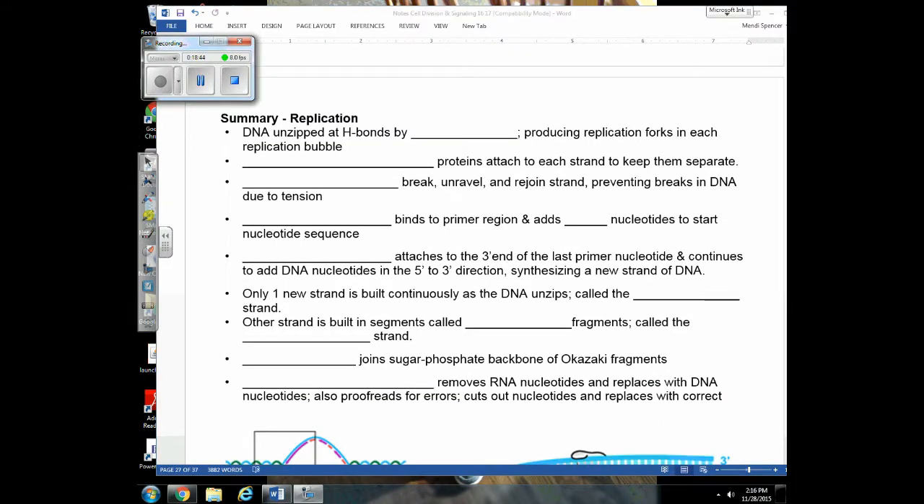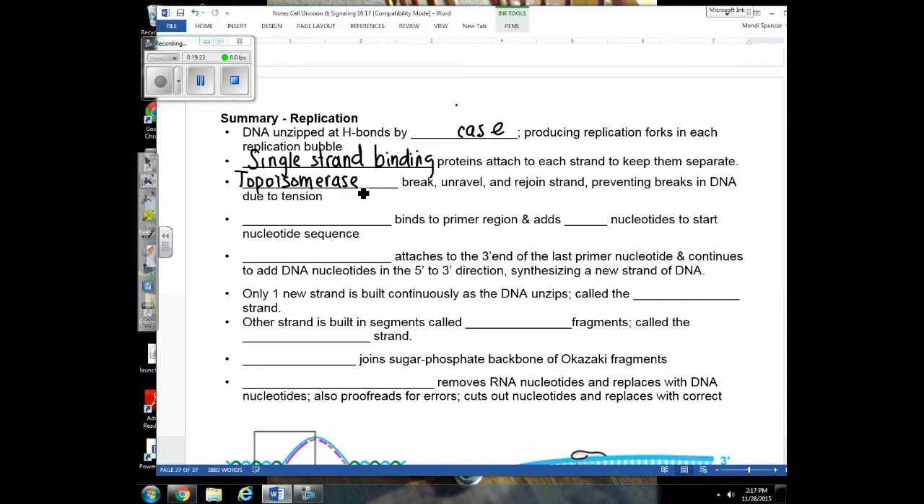Now that you've looked at 2 different diagrams about replication, I would hit pause and see if you can fill in the blanks. To start, we have DNA being unzipped at the H bonds by helicase. We have those single strand binding proteins, keeping those individual strands of nucleotides apart. Up ahead, we have topoisomerase, cutting the DNA as it gets too much tension on it, unraveling it, and then rejoining it together.